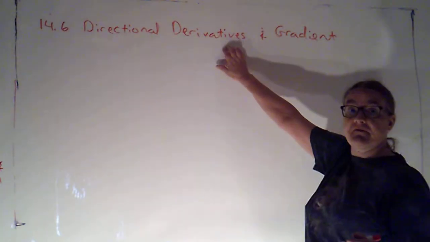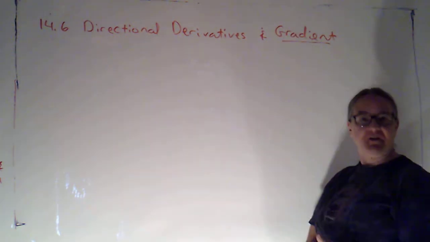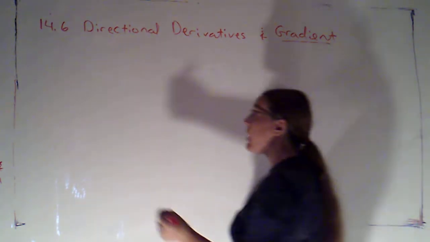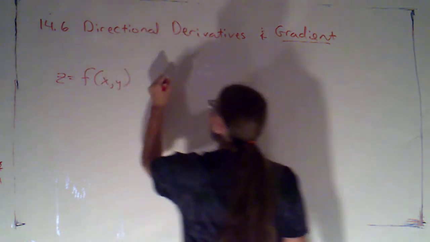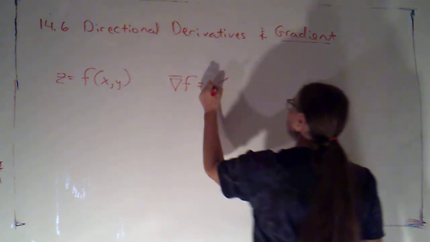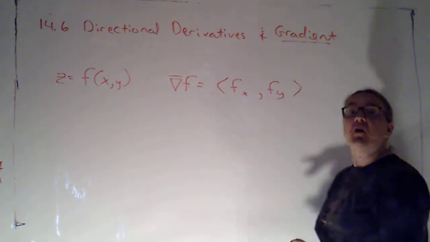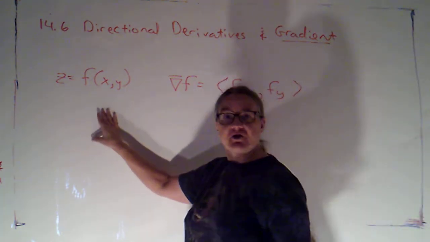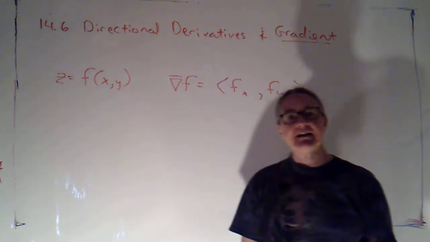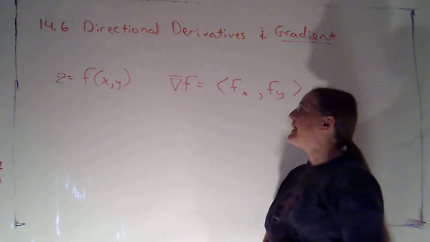Section 14.6 is about something called directional derivatives and the gradient. So this is where the book is going to introduce the notation and the terminology for gradient that we've already talked about. Remember, if I have z is a function of x and y, the gradient of f is the vector whose component functions are the two partial derivatives of f. And of course, if I had w being a function of x, y, and z, its gradient would be the vector whose components were the three partial derivatives that we would get.